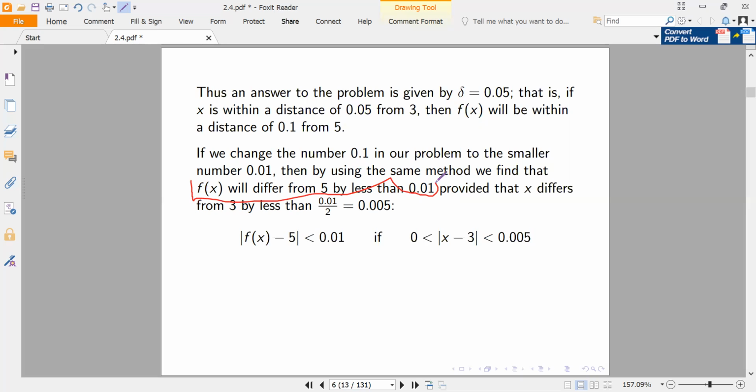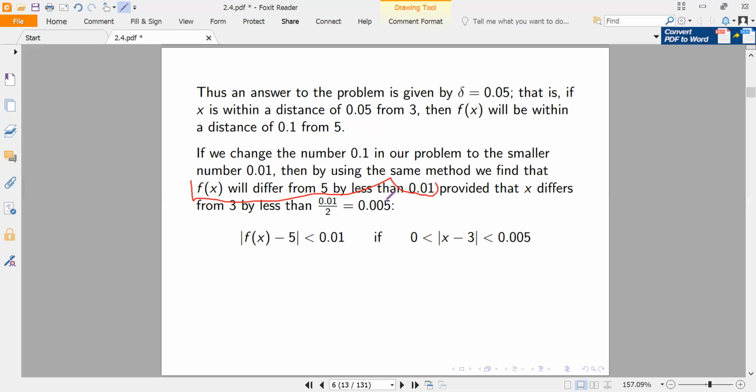Meaning we're changing that 0.1 to now become 0.01. We can repeat the same process and say, let x be within a distance from 3 by 0.01, meaning 0.005, right? Remember, I'm trying to push you somewhere here.